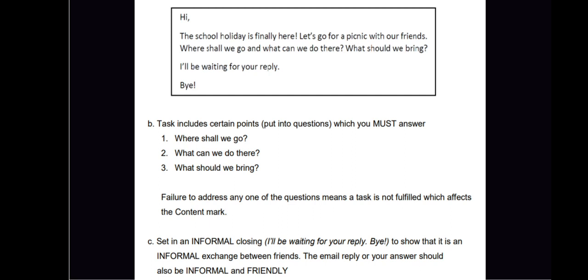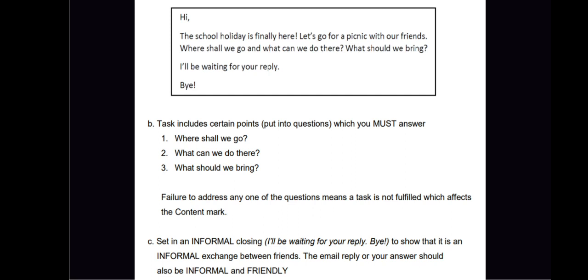Okay, so now let's continue. And B, tasks include certain points, okay, put into questions which you must answer. So these are the things that I mentioned just now. Number one, where shall we go? What can we do there? And what should we bring? So remember, in any kind of email that you will get in the question later, usually there will be three questions like this one. Okay, although it is very simple, only two lines here. The school holiday is finally here. Let's go for a picnic with our friends. Where shall we go? And what can we do there? What should we bring? But in that short two lines, there are three questions actually.